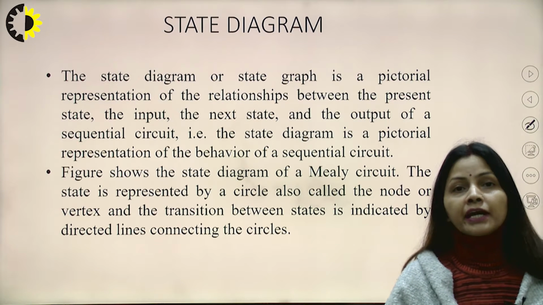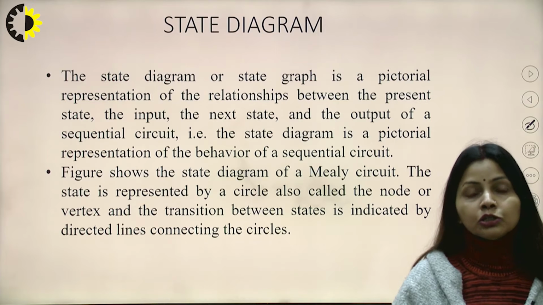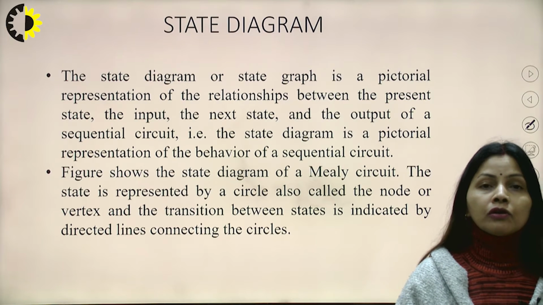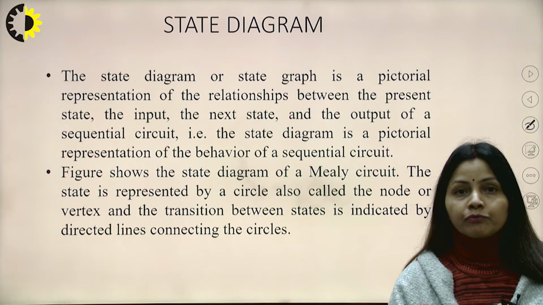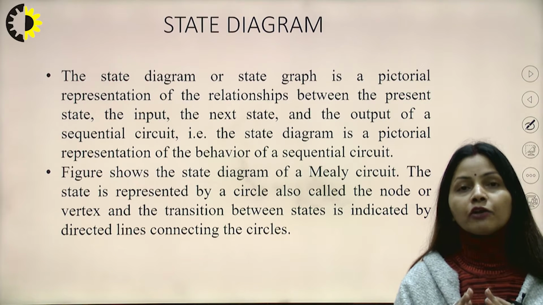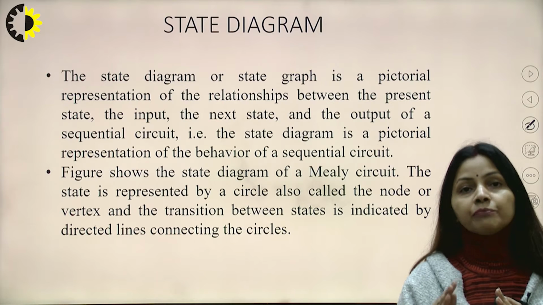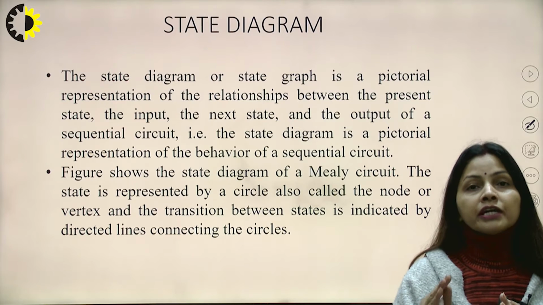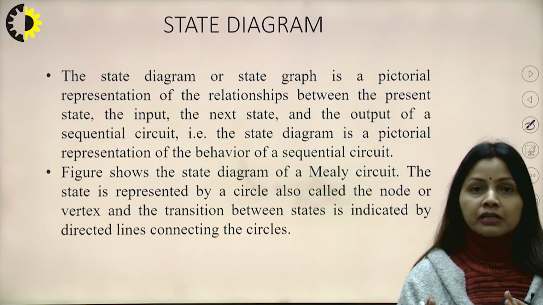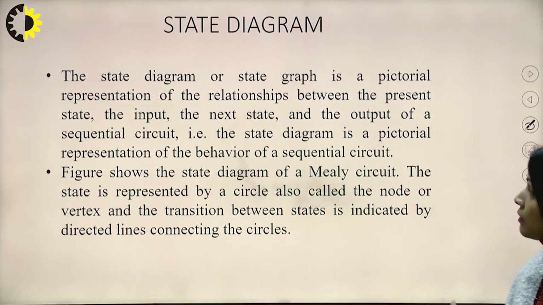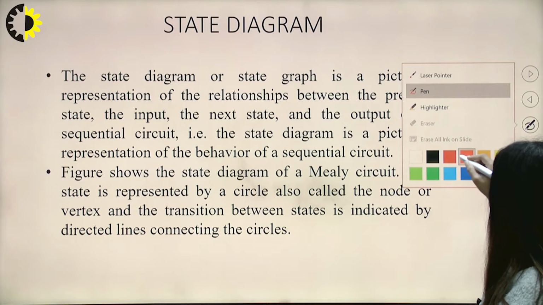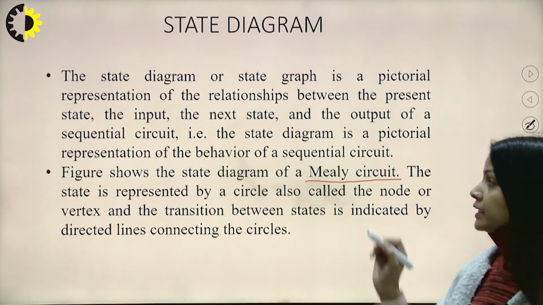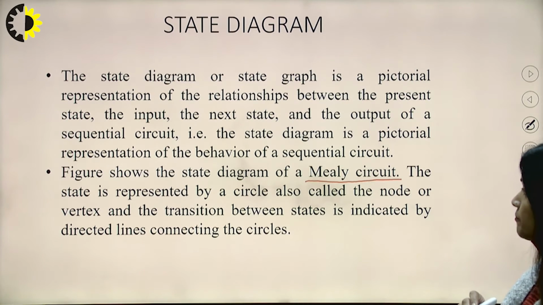Now the state diagram we can represent in two types, that is Mealy circuit and Moore circuit. Any system which can acquire any kind of state, that is state A. Let us say there are 4 states of a particular system, A, B, C and D. So we can represent the state switching by the state diagram. Let's say we represent the state diagram by two techniques. First is Mealy circuit and then we will discuss the Moore circuit.